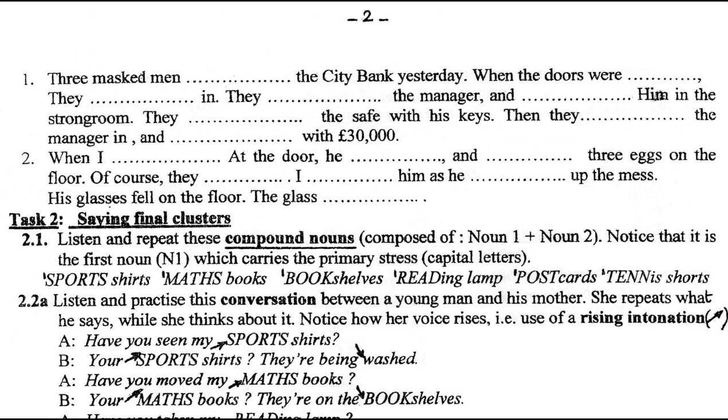Good. We move to the second story, where you have to fill in the gaps with verbs from line two on the previous page. So I read first the passage without the missing words. When I gap at the door, he gap and gap three eggs on the floor. Of course, they gap, I gap him as he gap up the mess. His glasses fell on the floor, the glass gap. Good. So, have you guessed the missing words? We correct together. Number two.